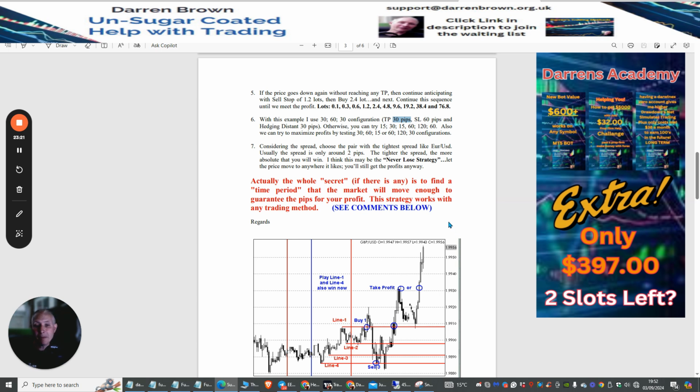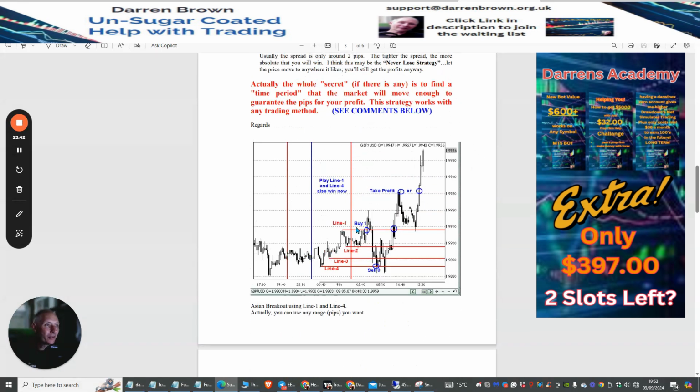EUR/USD, GBP/USD, USD/JPY, they're pretty good ones to get into. And of course gold moves quite quick, but it does have wild swings, so that's something you want to be careful with. This strategy works with any trading method.